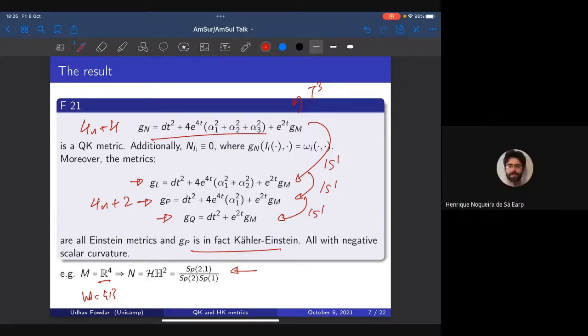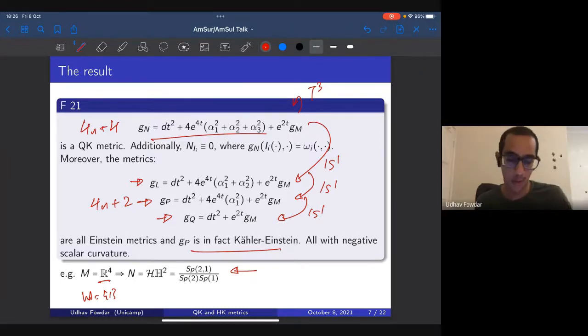Sorry, L, P, and Q are just labels, right? They don't mean anything. Yes, these are just the names of the underlying manifolds, but I'm not going to use that. So that's fine.